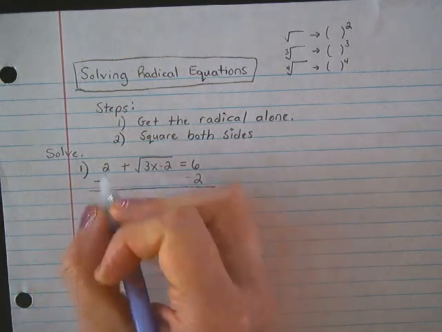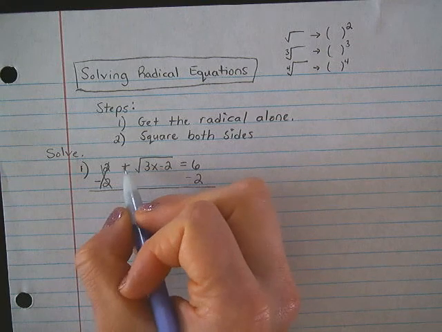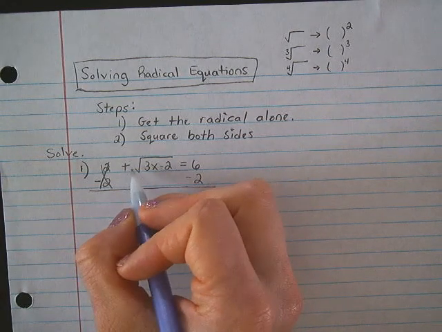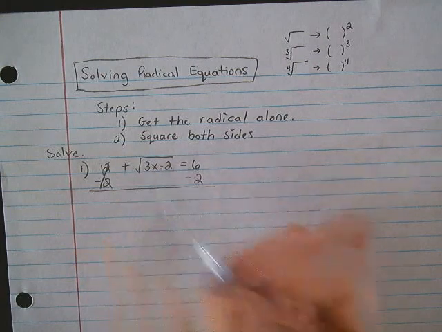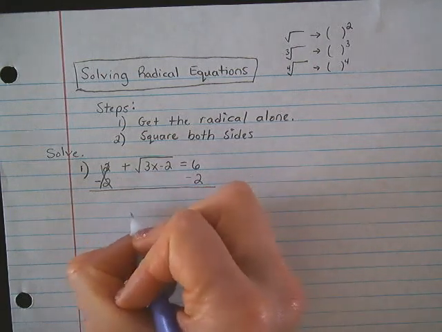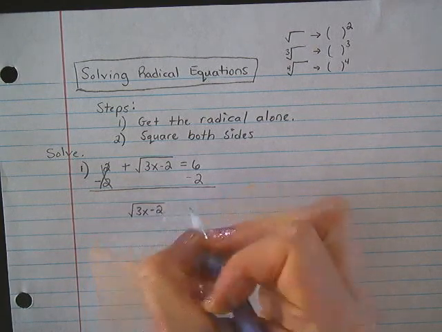And so when you do that, the 2 minus 2 is 0, so it goes away. And then this plus sign, you could drop because this is essentially like a positive 1 in front of that. And so that's not really going to change anything. So it just comes down. You're going to bring down the square root of 3x minus 2.